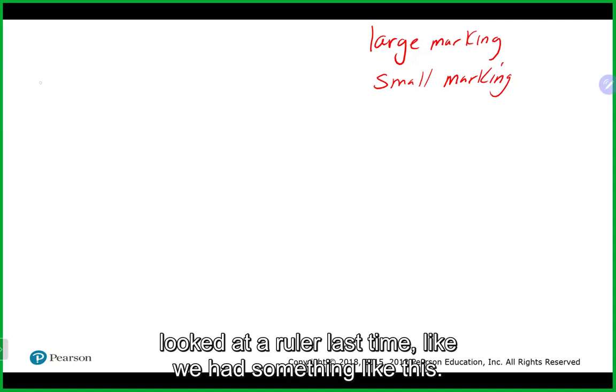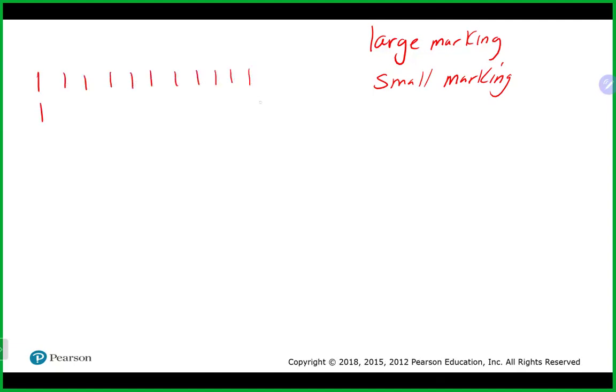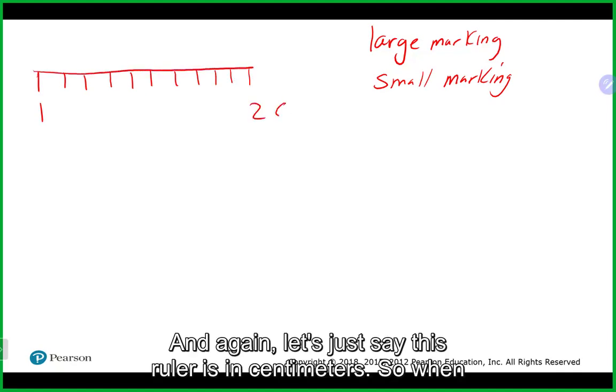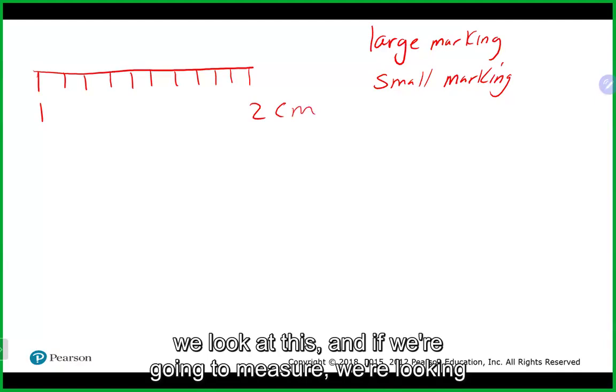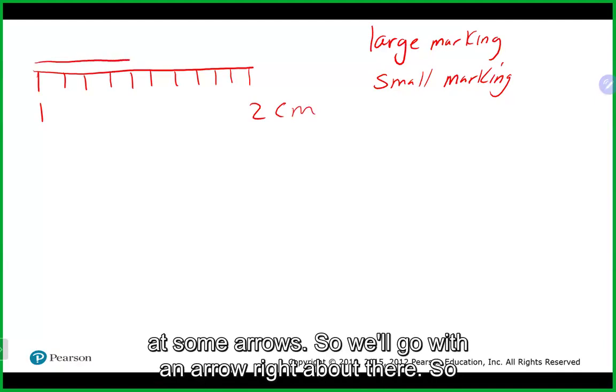So for example, we looked at a ruler last time, like we had something like this. And again, let's just say this ruler is in centimeters. So when we look at this, and if we're going to measure, we're looking at some arrows. So we'll go with an arrow right about there.